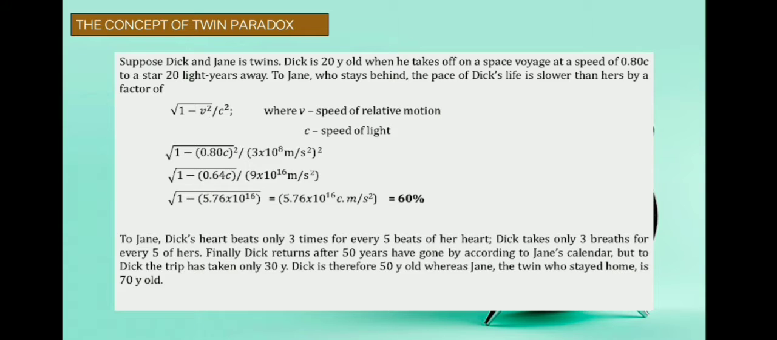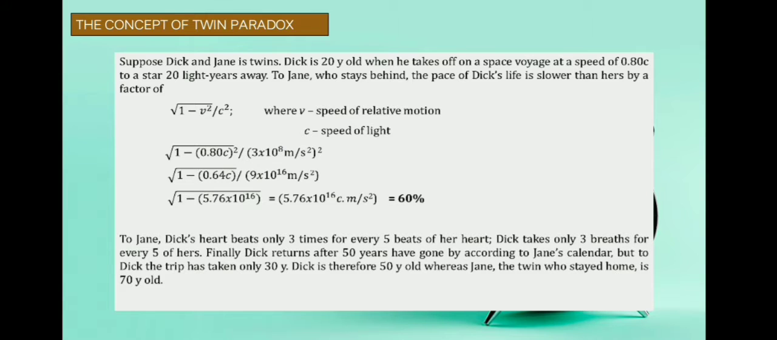Dick is 20 years old when he takes off on a space voyage at a speed of 0.80 c to a star 20 light years away. To Jane, who stays behind, the pace of Dick's life is slower than hers by a factor of the square root of 1 minus v squared over c squared. The v here is the speed of relative motion, which is given as 0.80 c, and the c here is the speed of light, which has a value of 3 times 10 raised to 8 meters per second.